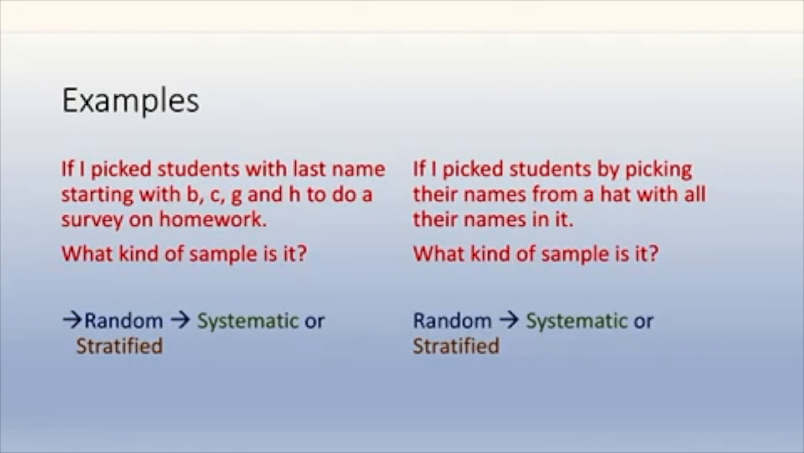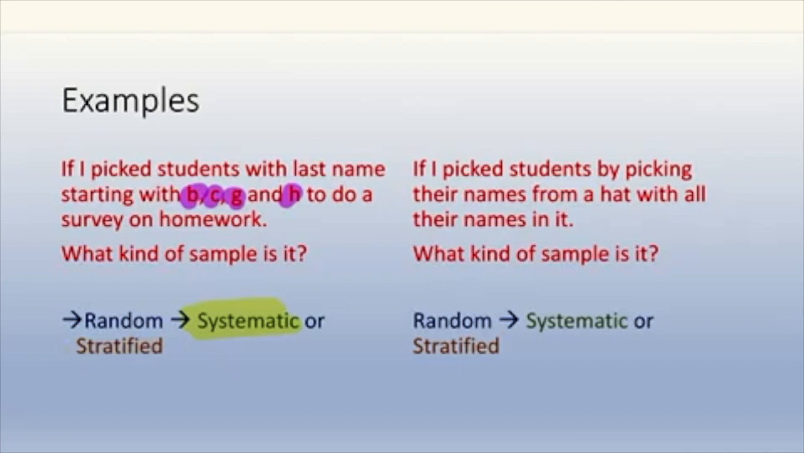All right. One more example to go. If I pick students with the last name starting with B, C, G, and H to do a survey on homework, what kind of sample is it? It's definitely a sample. And it looks like there's a system to it. So I would say it's systematic. Not random, it doesn't look like it's random. They're not drawing a name out of a hat or anything like that. And there's no sort of ratio to it, okay?